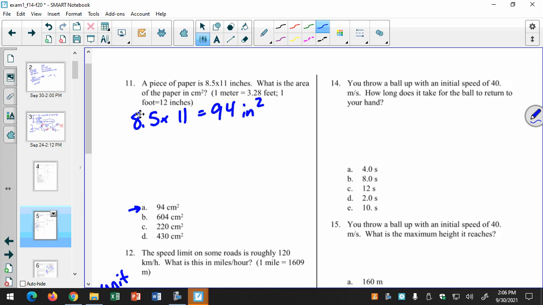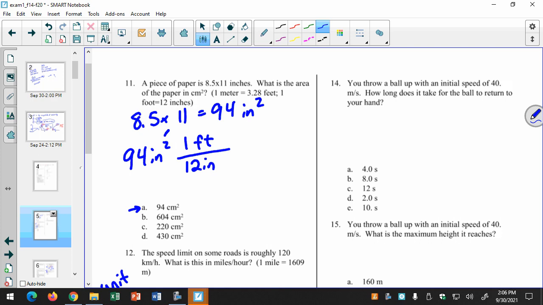Be careful when you're going through these. And now I want to convert that into square centimeters. So I say 94 inches squared, and then I do my conversion factor. My conversion factor is first that 1 foot is equal to 12 inches. So 1 foot equals 12 inches. And then I want to ask myself the question: do I need to square this conversion factor?